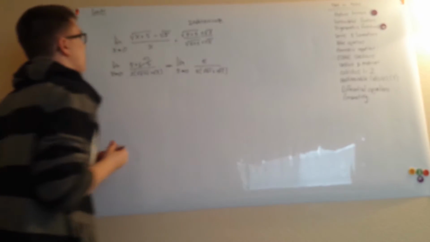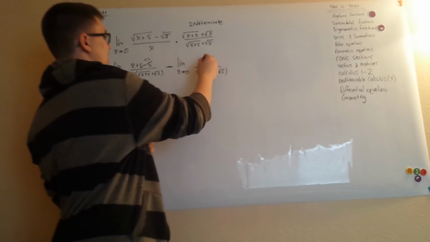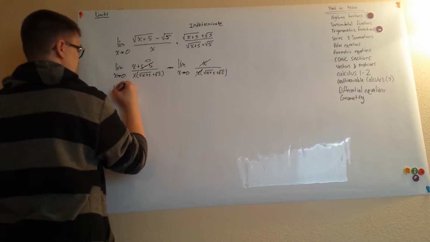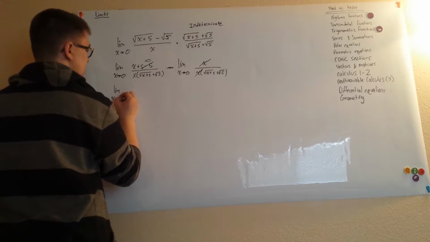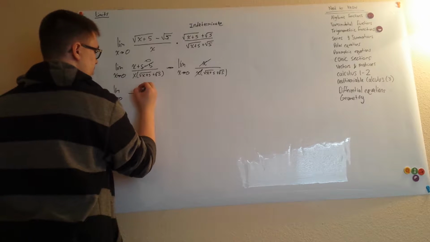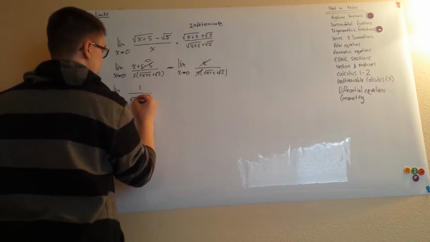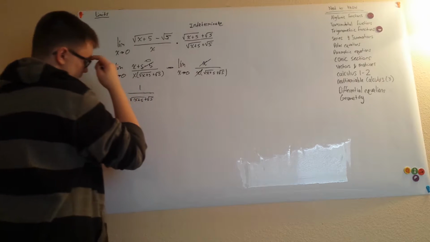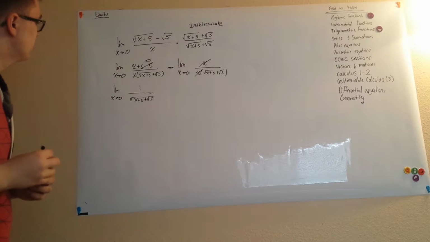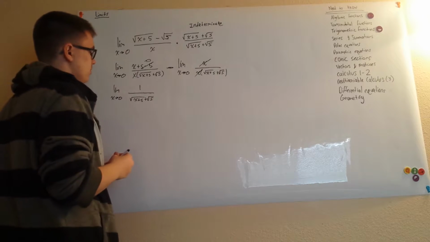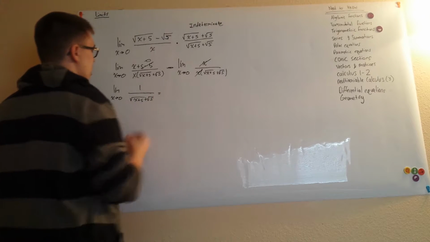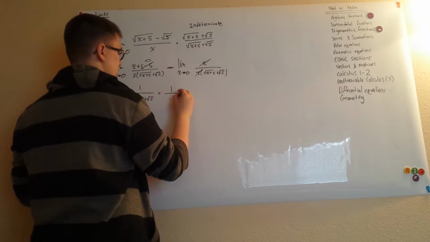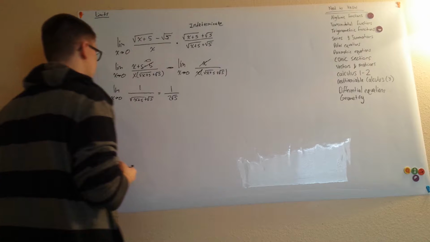Oh, we get a common factor. We get our x's and our x's. Oh, that's nice. So we get 1 over the square root of x plus 5 plus the square root of 5. Let's plug it in. Now we stop writing the limit because we're going to plug in 0. And we get 1 over 2 root 5.